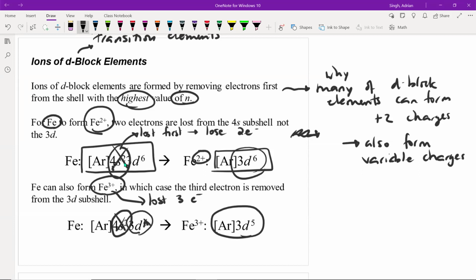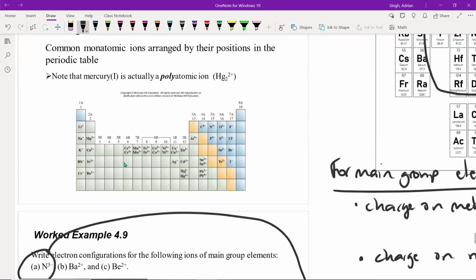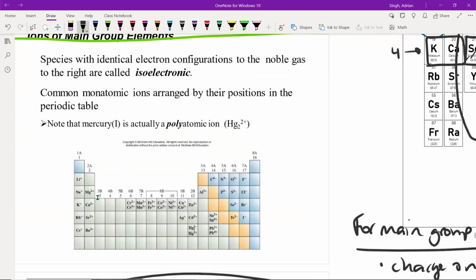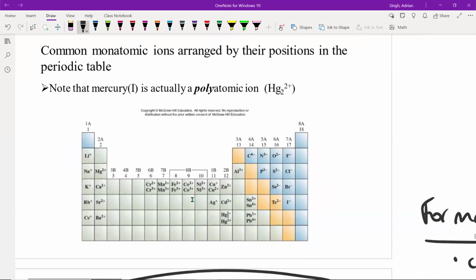We've already lost the 4s2. We lost 1 of the electrons from the 3d, so we end up with argon 3d5, which will be iron with a charge of 3+. Okay, so this is very possible with your D block elements. They have variable charges, all right? And I think your book does a good job of summarizing some of these charges here that you'll see. +2, +3 are the very common ones, but you'll see other charges as well.